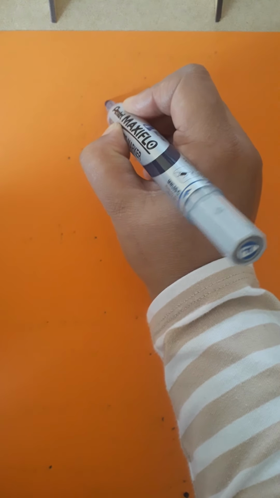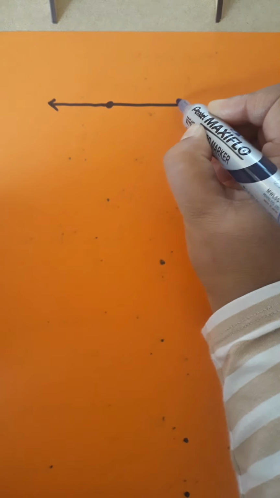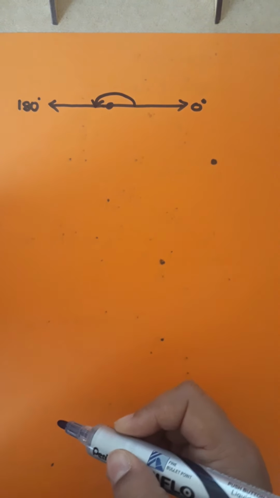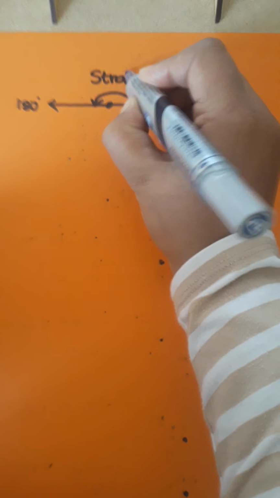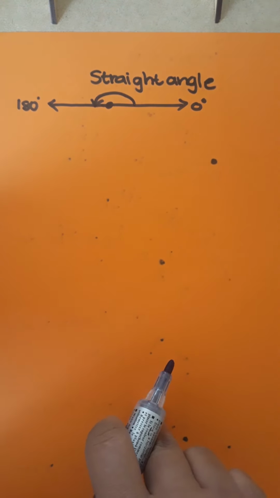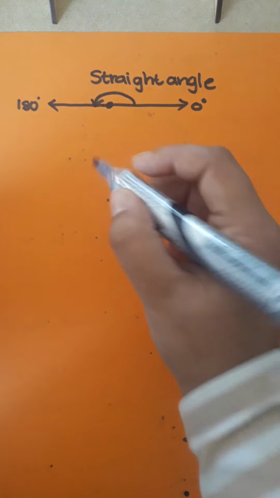If I have my vertex drawn and I have two rays, this would be 0 degrees. On my left hand side is 180. The angle that is formed, in this case, on the straight line is known as a straight angle. That's easy enough. Do you agree? So a straight angle is equal to 180 degrees.